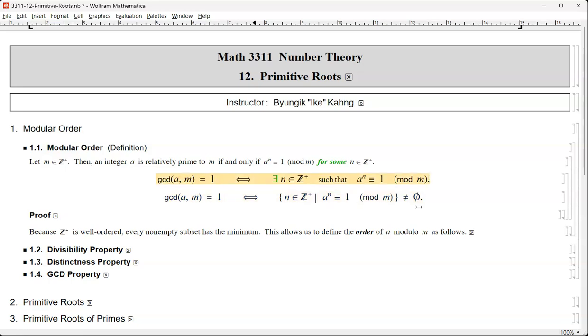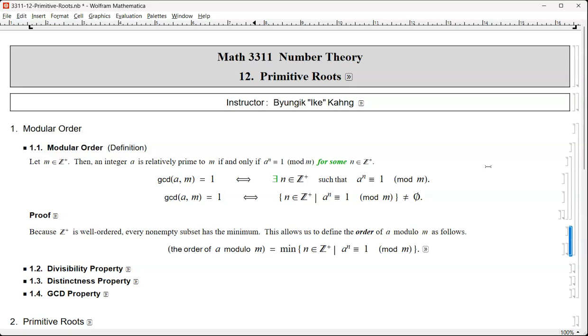Most of the time we do this and we do not consider this. 99% of the time we do this, but this is one of those 1% exceptions where this is going to be a little bit more convenient. Why? Because we're going to define a quantity called the order of a modulo m as the minimum of this non-empty set.